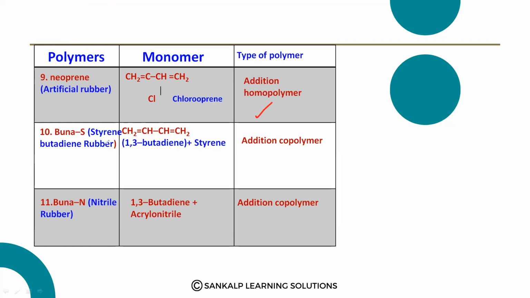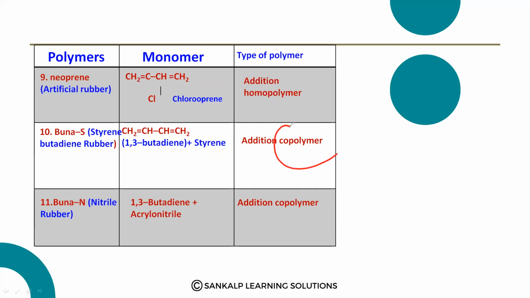Next is Buna S. Buna represents butadiene, and S means styrene. The two monomers present in Buna S are 1,3-butadiene and styrene. So it undergoes copolymerization. What do you mean by copolymerization? Whenever you build up a polymer, if two or more different monomers are used, it undergoes copolymerization.